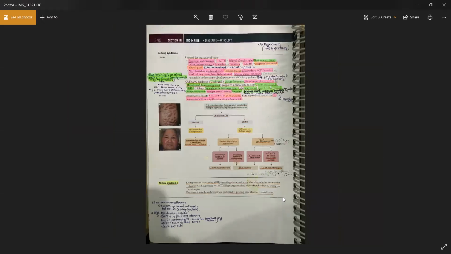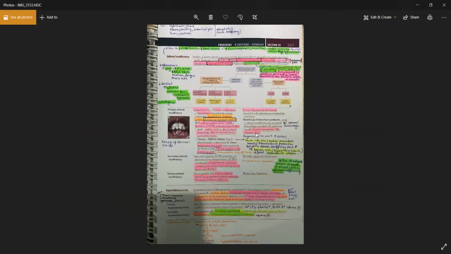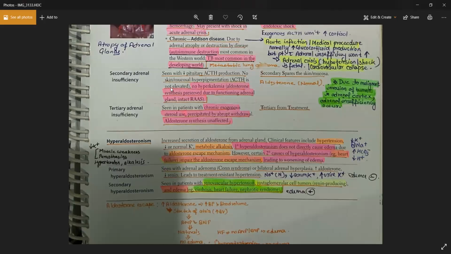Okay, and now we will discuss the adrenal insufficiency. Okay, before doing that, we need to also discuss the hyperaldosteronism. After that, we will discuss the insufficiency. Okay, so what is the hyperaldosteronism? In which you have a hyperplasia of the zona glomerulosa. So they will secrete the aldosterone.